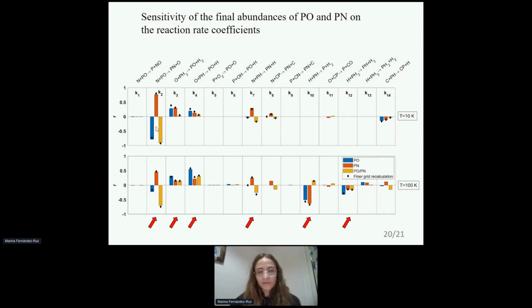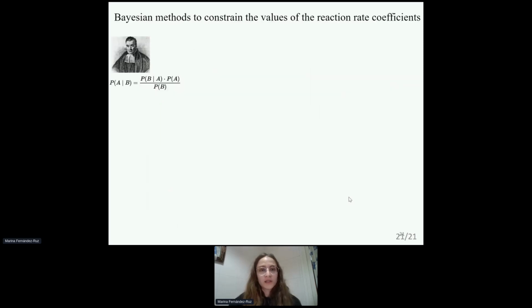So with this, we are obtaining that the second, the 3, 4, 7, 10, and 12, these are the reactions that we consider most relevant for the system and more precisely for PO and PN. So with this, we are going to use Bayesian methods to constrain their values to know more about them, because if you remember, the values that we have are very inaccurate. So we are going to use Bayesian methods to constrain their values.